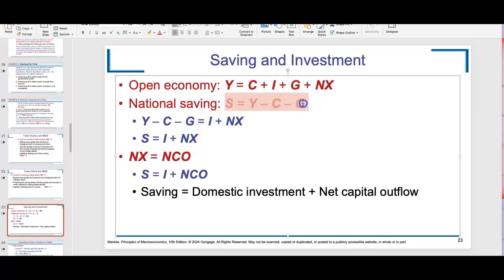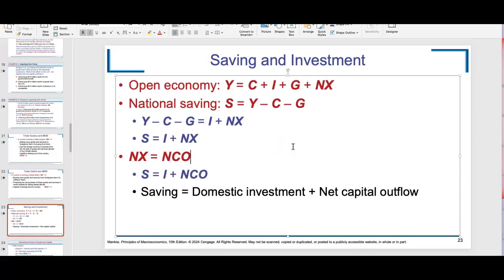If I say that this is my equation for savings, total income minus consumption minus government spending, and I say that this group equals investments plus net exports, then by definition, savings will be equal to investment plus net exports. So in an open economy, savings is not equal to investments only. Now we have to introduce those net exports. Why do we introduce the net exports? Because net exports are equal to net capital outflow, right?